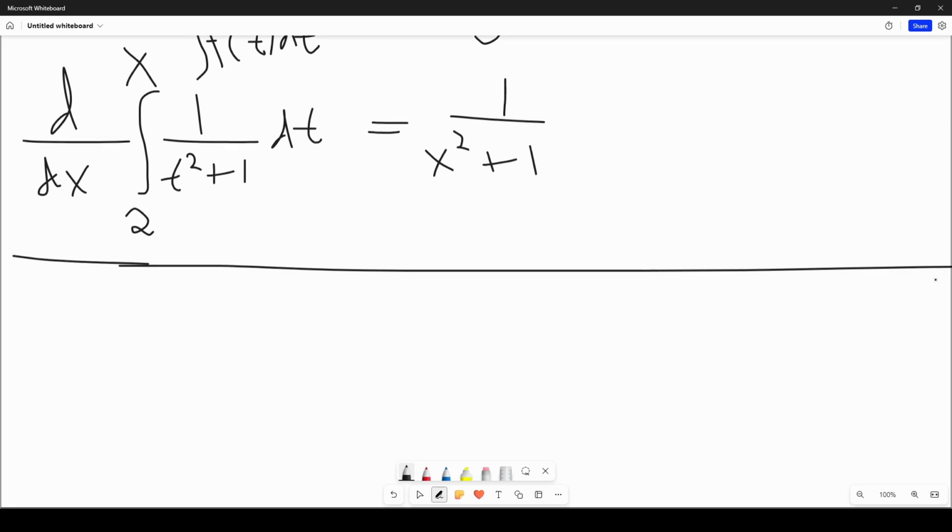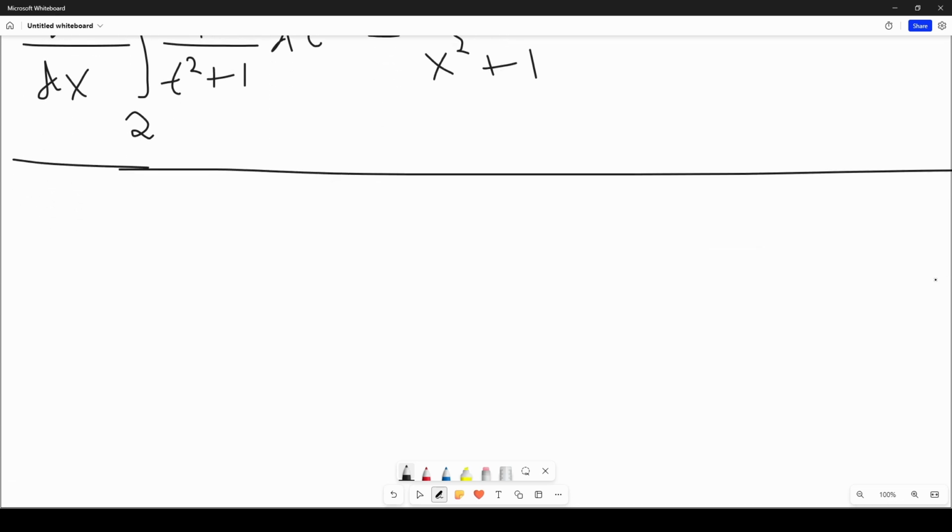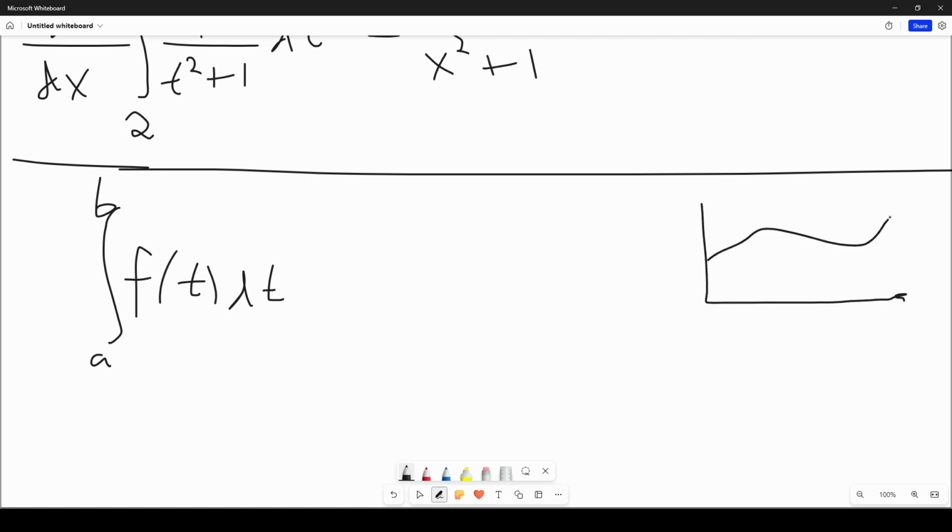So the second fundamental theorem is honestly the better one in my opinion. It's very, very helpful when it comes to solving definite integrals. So if we had the definite integral from a to b of f of t dt, basically, if we have a picture, we're taking from a to b and we're finding this area, right? That's what this integral is doing.